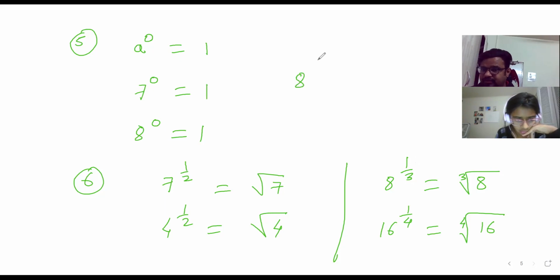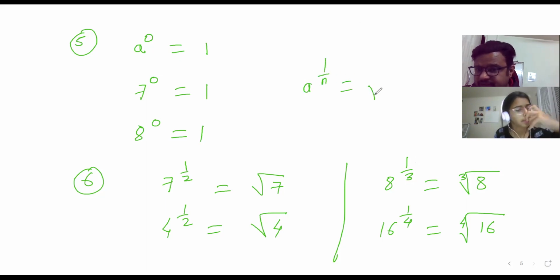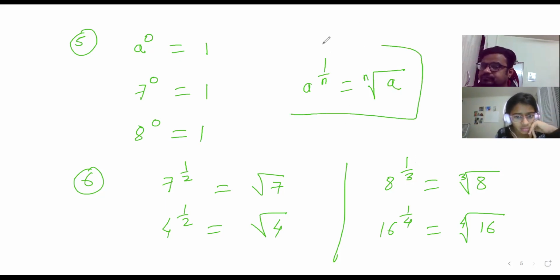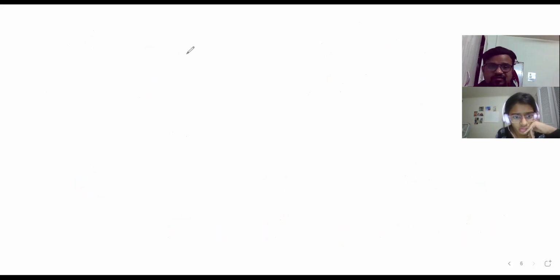I will explain the generalized law for this. This is a very important law. A raised to 1 over n means nth root of a. Any number raised to 1 over n means nth root of that number. What is meant by root? Do you understand what is meant by root? Do you understand the square root?